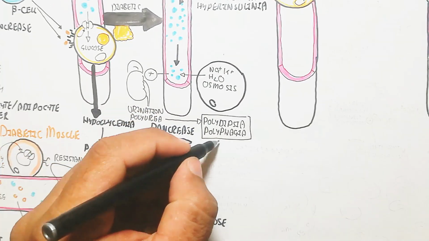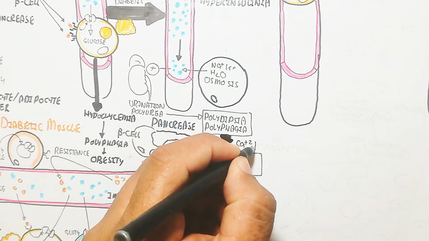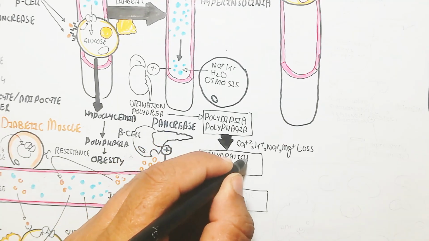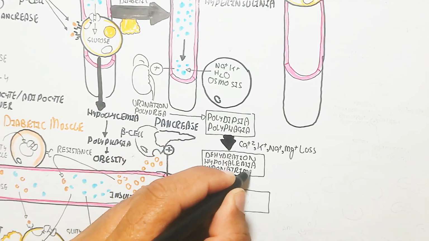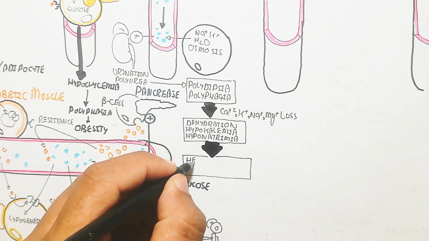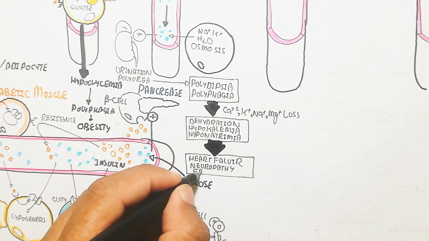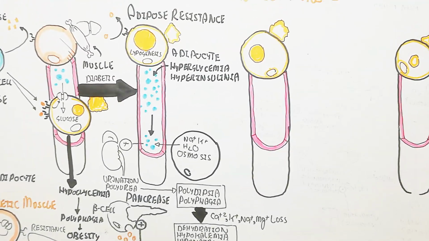This polydipsia and polyphagia will occur, and the repeated water intake will lead to excretion of glucose through water, and also loss of calcium, potassium and other electrolytes. This will lead to dehydration, hypokalemia and hyponatremia, and can cause heart failure, neuropathy and fatigue.